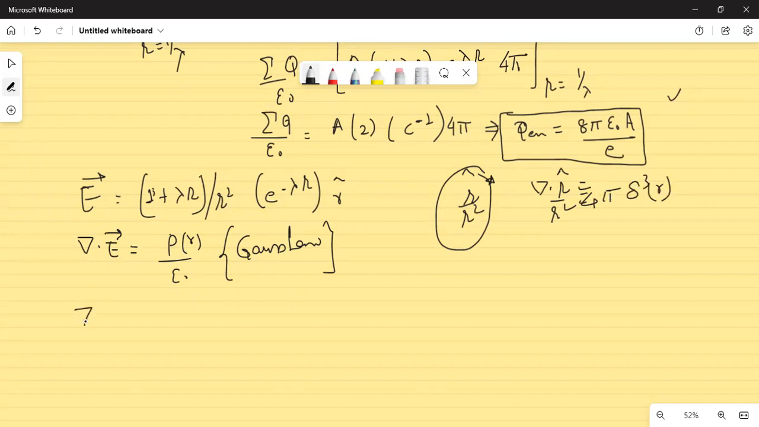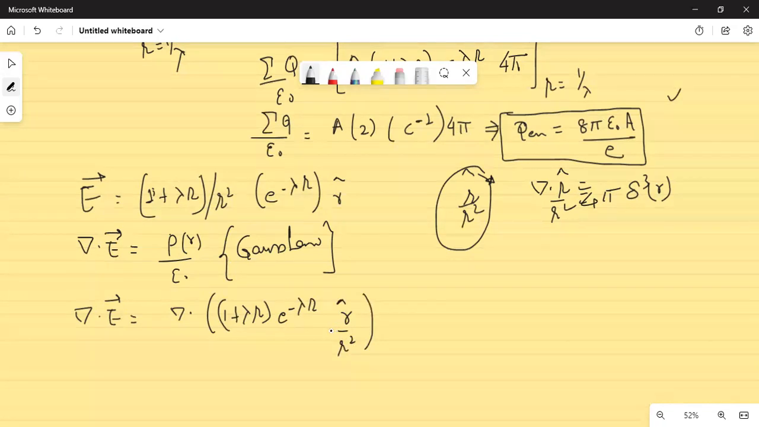So if you write del dot E vector here, your del dot E vector will come out as del dot, and then you have 1 plus lambda r, and e to the power minus lambda r also in place, and you take r cap upon r square aside. Why have I taken r cap upon r square aside? So that the divergence of this particular thing will become 4 pi Dirac cube of r.